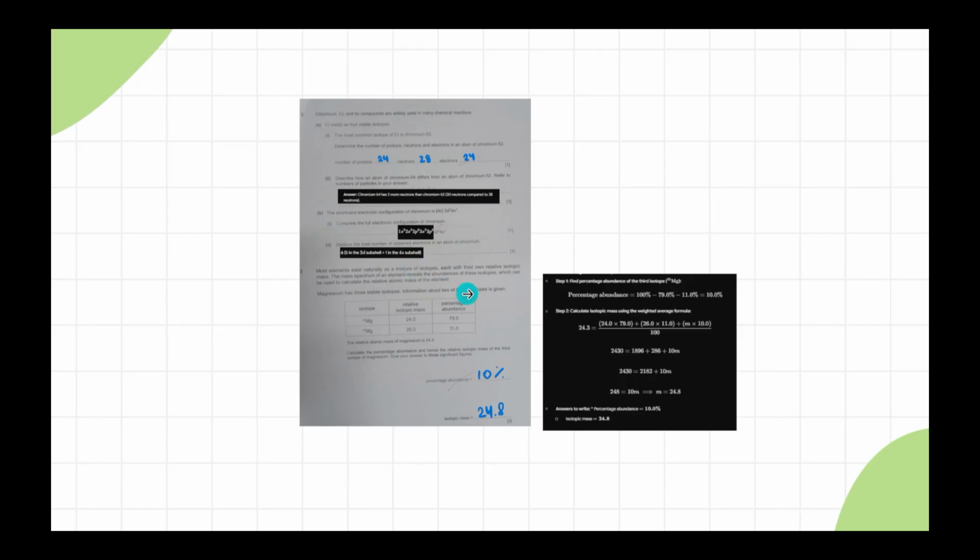Most elements exist naturally as a mixture of isotopes, each with their own relative isotopic mass. The mass spectrum of an element reveals the abundance of these isotopes, which can be used to calculate the relative atomic mass of the element. Magnesium has three stable isotopes. Information about two isotopes is given in the box here. The relative atomic mass of magnesium is 24.3. Calculate the percentage abundance and hence the relative isotopic mass of the third isotope of magnesium. Give your answer to three significant figures.